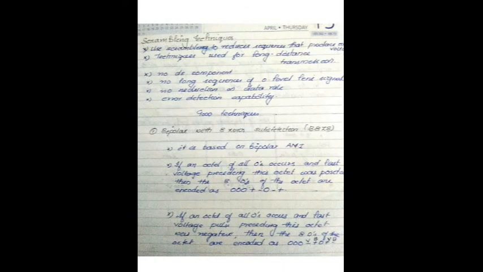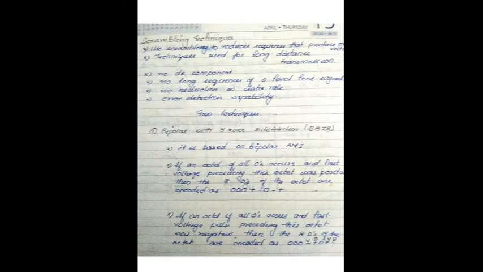You have to study these coding schemes; you have to learn them by heart, because it is much simpler that way. Here the first condition is: if an octet of all zeros occurs, meaning 8 zeros, and the voltage preceding this octet is positive, then the 8 zeros can be encoded this way. That means 0 0 0, then a positive signal, then negative, then 0, then negative, then positive. You have to learn this by heart.